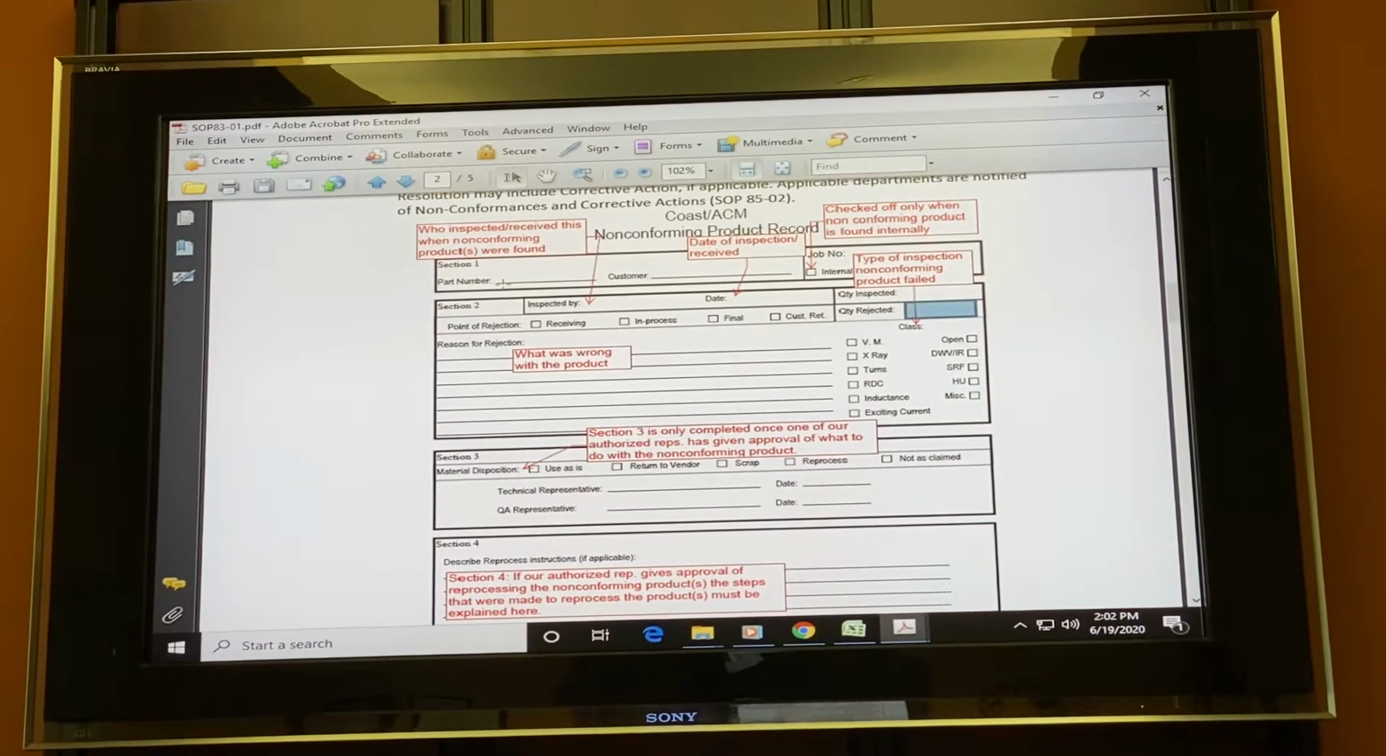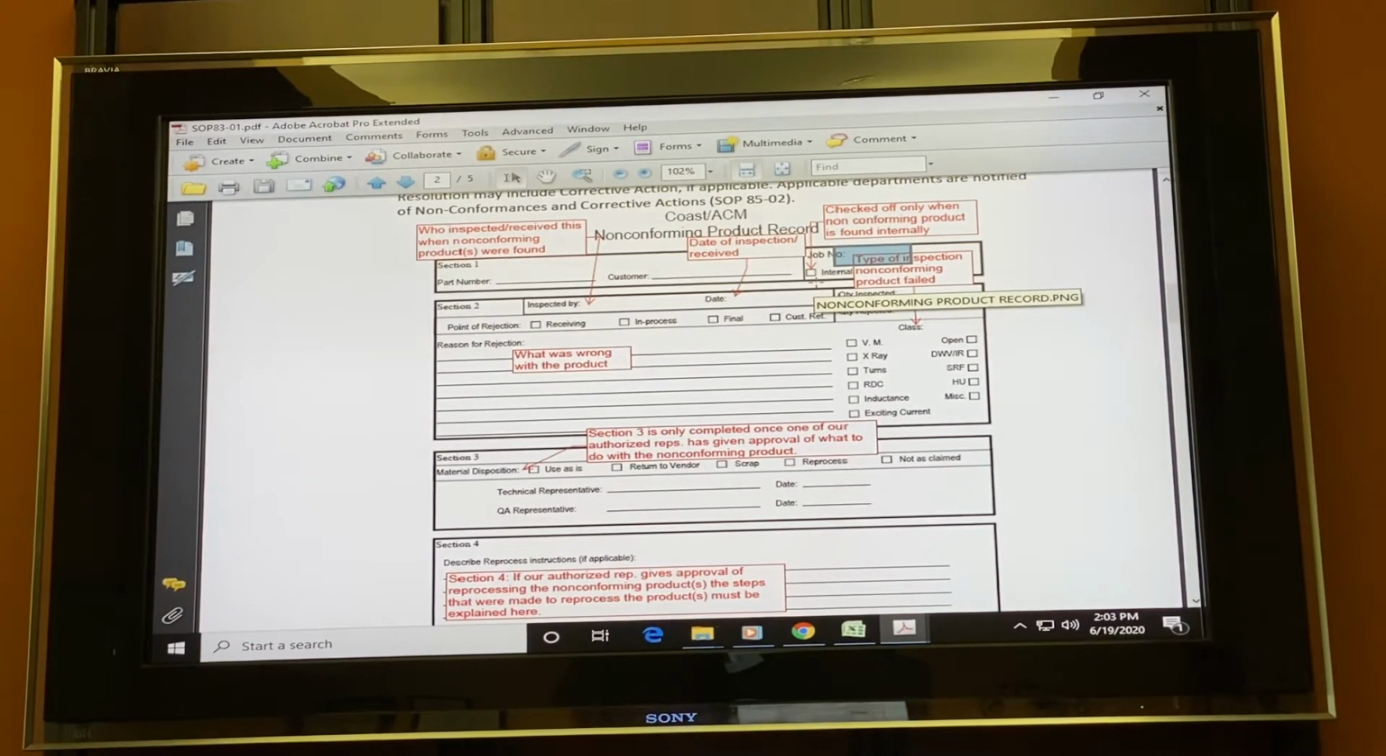And then the part number would be for the job that those parts were for. So this would be our part number, just so you know. And then the customer that it was for, let's say Honeywell. The job number, and then you would check off internally because that was found internally still, like it wasn't sent to the customer and then returned back. It was still internal. So you go ahead and check that off.